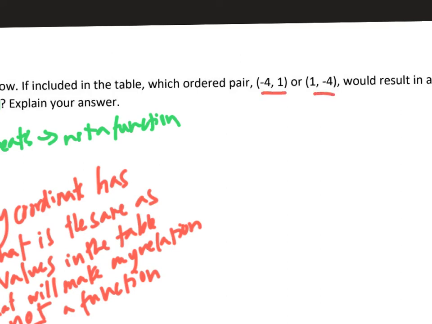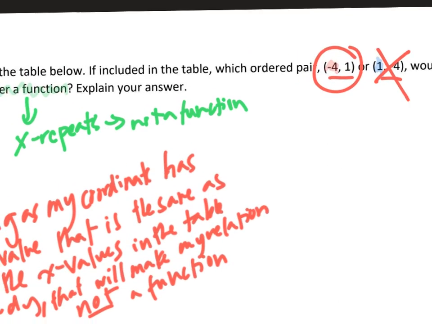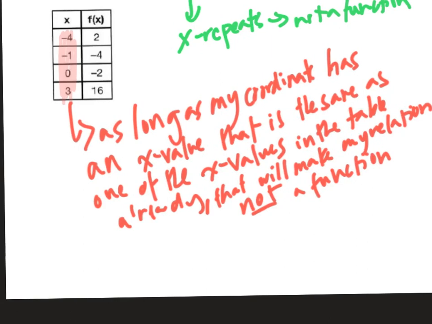So when I look between these two ordered pairs, (-4, 1) and (1, -4), I don't have x equals 1 in my table, so I know that this is not going to be my answer. But I do have x equals -4 in my table, so I know that this is going to be my answer. So my answer is negative 4 comma 1.